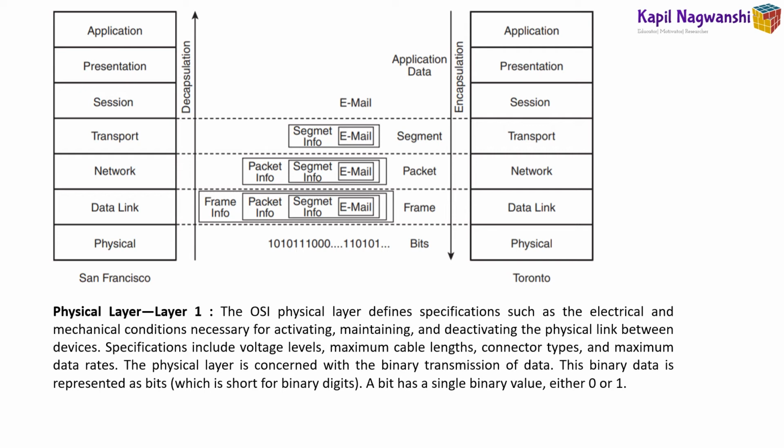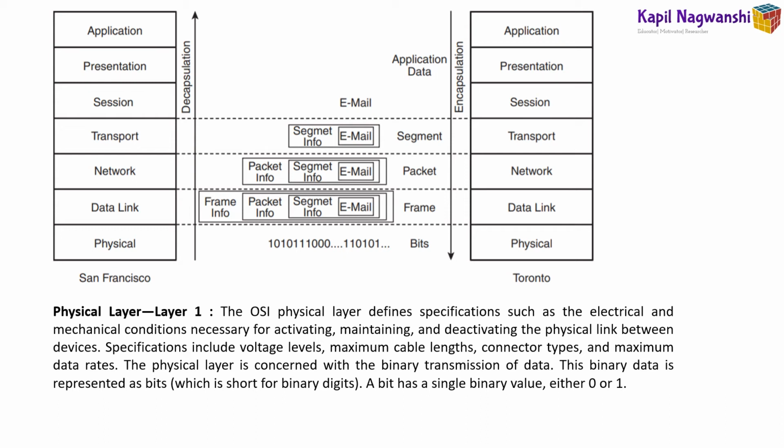Transport layer encapsulates the data, and applications are separated using different port numbers. So this example is included in the email and the segment information is also there. Network layer, now the segment is divided into packets. So it includes the original email, then segment info, then packet info. So this email is encapsulated using segment info and packet info.